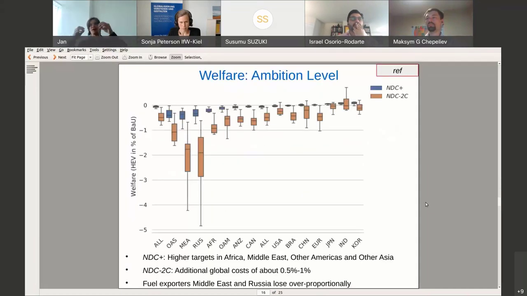Then when we go into strengthening the ambition level, what we find is an overproportional incidence on our fossil fuel exporters. Regions that were only to a small degree affected or even positively affected show similar results when we scale up targets towards this 2-degree scenario, like Korea, India, Japan, and Europe, so they can actually benefit from these higher CO2 prices around the globe.